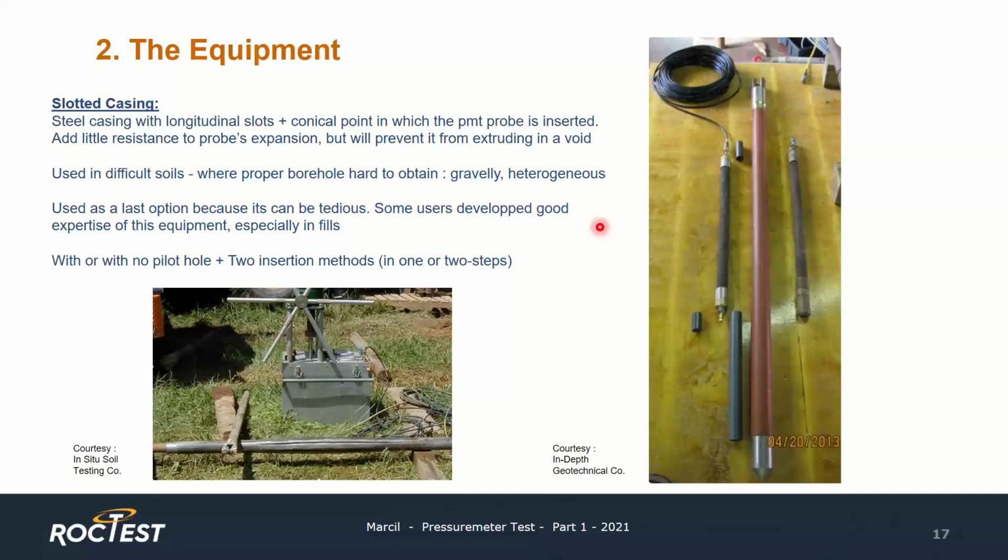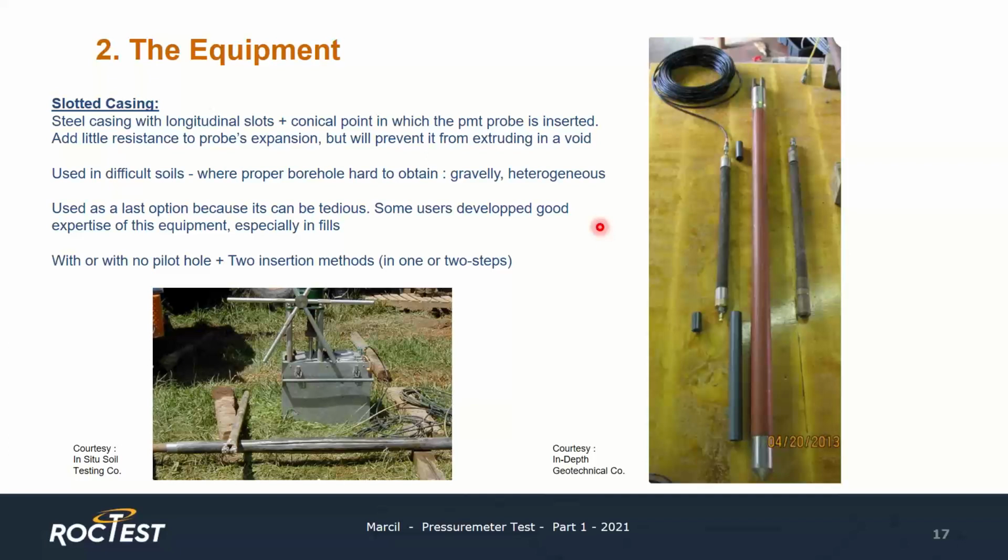The two types of pressure meters I've just described are pre-bored pressure meters. Pre-bored pressure meters have the advantage compared to self-boring pressure meters and full displacement pressure meters that they can be used in almost all types of soils, as far as you're able to make a proper borehole first. Unfortunately, it is not always possible, especially in soils that are heterogeneous, in soils that contain loose sands, gravel, blocks, and boulders. So in these cases, the drilling methods should be adjusted.